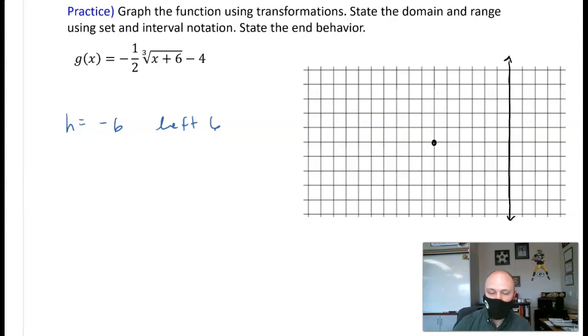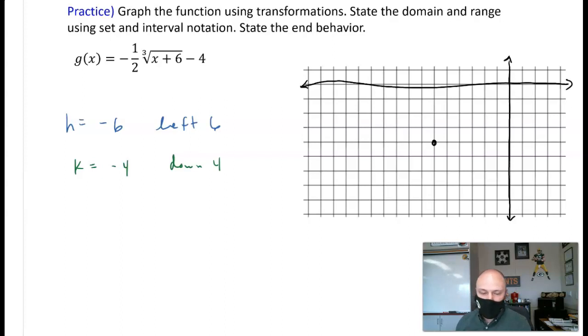And then the same with my k value. My k value is down 4. So I'm going to do the opposite. Let me write down 4. I'm going down 4, so I'm going to shift my x-axis up 4: 1, 2, 3. And put it, oh, that was really rough.